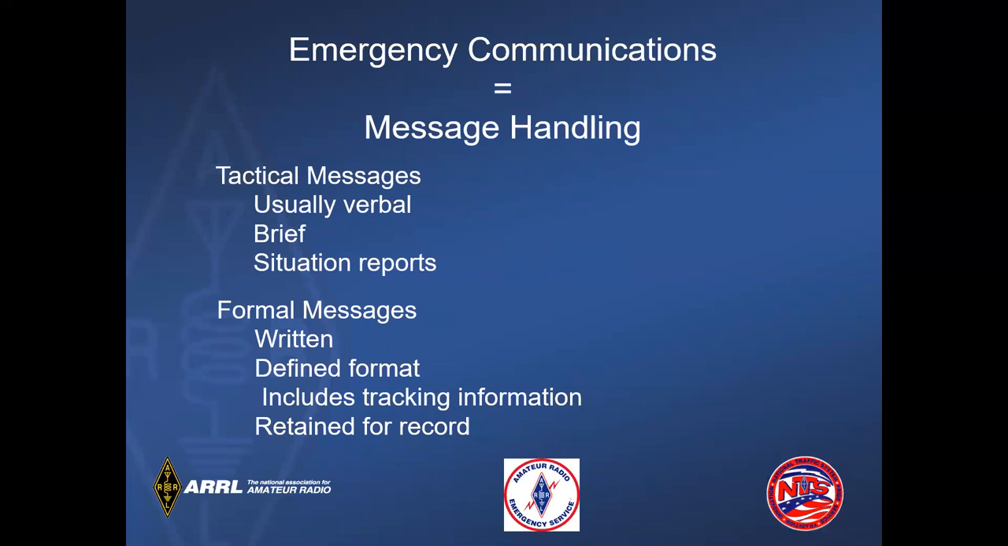Tactical messages are usually verbal, brief. A typical type of tactical message is a situation report. And it's usually between two people, the one person that has the information and the other person that needs the information. In other words, there isn't any forwarding or relays involved. The two people get the information from where it is to where it needs to be, or get an answer to a question, right then and there. There's no need to repeat the message to somebody else and then get the answer and send it back through two or more steps.